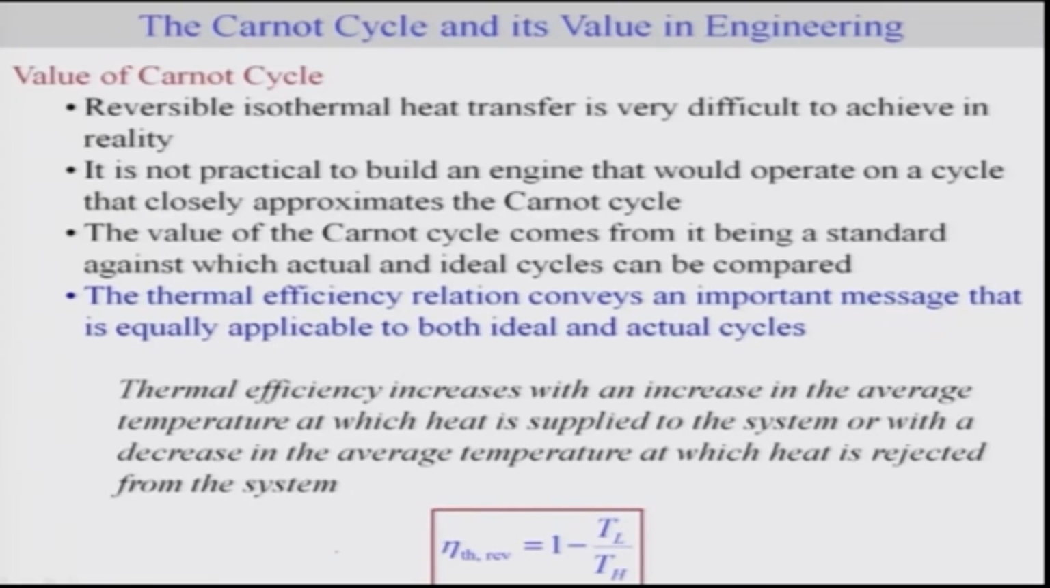One important thing the Carnot cycle provides is an important message: you can improve the thermal efficiency of the cycle by increasing the average temperature at which heat is supplied, or by decreasing the average temperature at which heat is rejected. So that means if you reduce your TL or increase your TH, the eta is going to increase. This is a message which you can take from the Carnot cycle based efficiency.